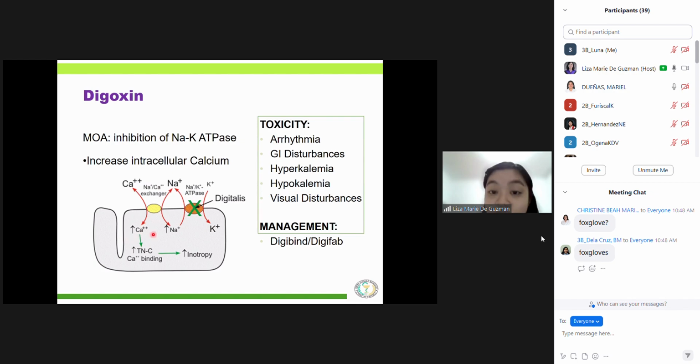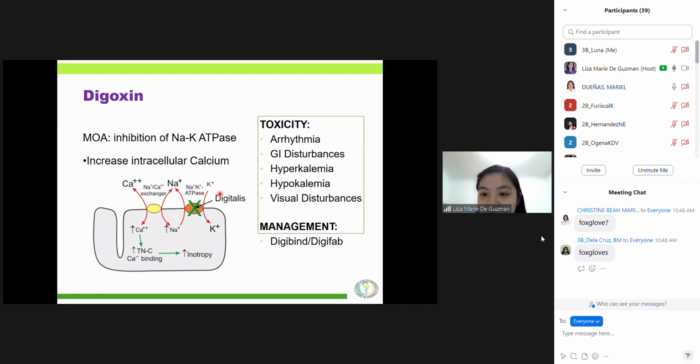And now, the effect of calcium is positive inotropy. It means it will increase the force of cardiac contraction. Because in heart failure, the heart has inability to pump the blood. But by increasing the intracellular calcium, the effect is positive. It increases the inotropy or the force of cardiac contraction.